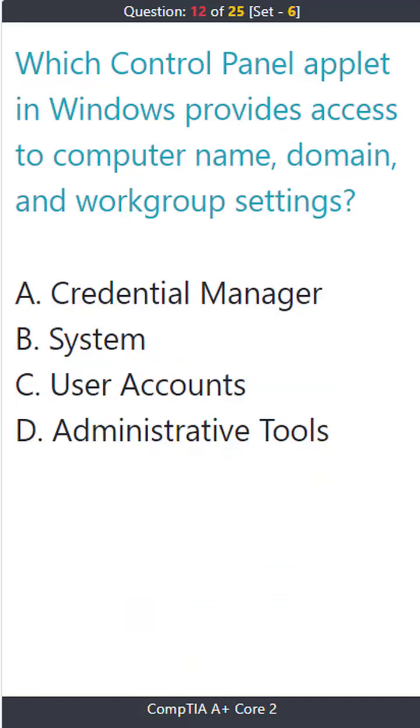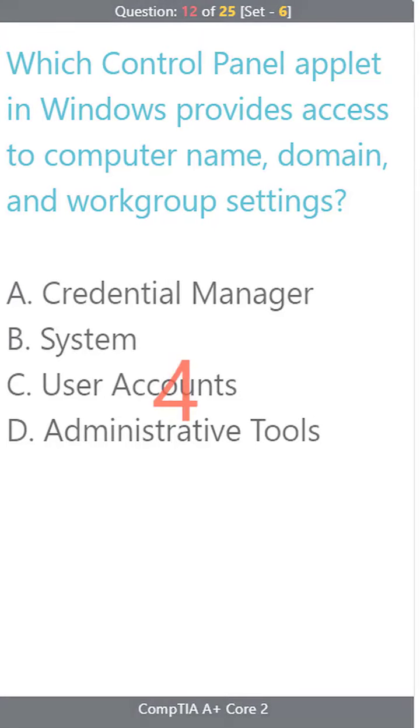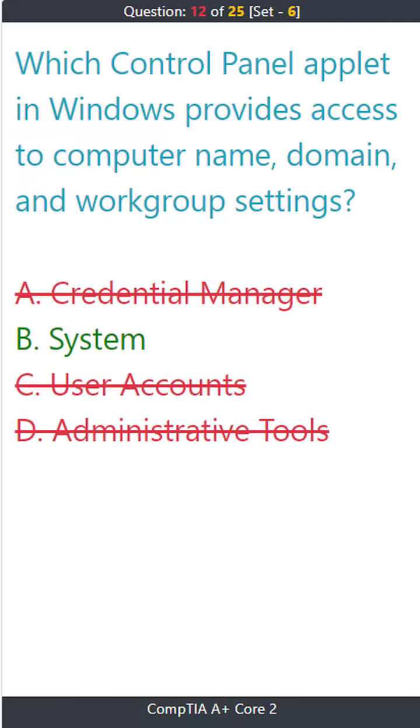Question 12. Which control panel applet in Windows provides access to computer name, domain, and workgroup settings? A. Credential Manager. B. System. C. User accounts. D. Administrative tools. The correct answer is B. System.